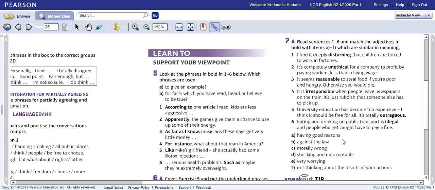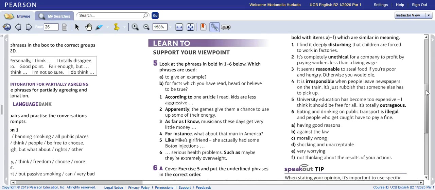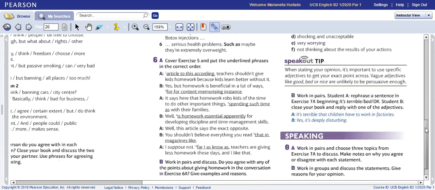So do you think illegal means having good reasons? No, it's not our best choice. So let's go ahead and take a look at some other bold words to see which one fits better. Having good reason would be reasonable because you have good reasons. Okay?